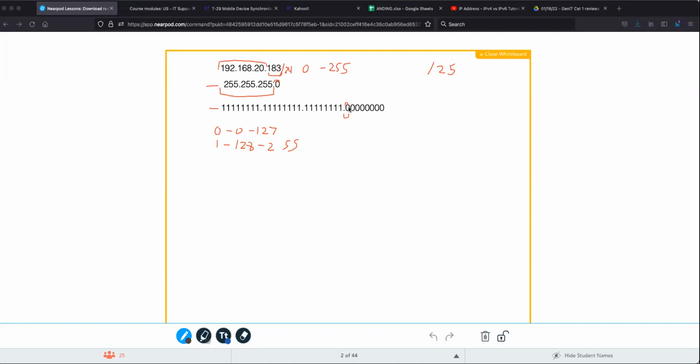Okay, so that's what would tell it. That was my whole question: how would it know to do that? In our subnet mask, as it's coming across, this 0 would become a 1. Okay.